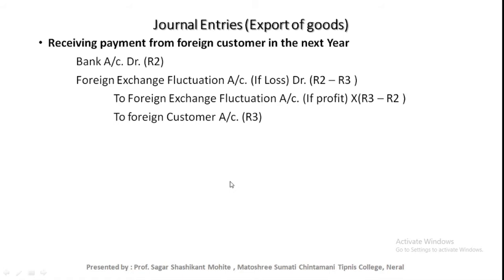In the next year, we will pass the entry related to the receipt of the payment, receiving payment from the foreign customer. Journal entry: bank account debit. If there is a loss, FEF account is debited to foreign customer account, and if there is a profit, the journal entry will be bank account debit to FEF account to foreign customer account. These are the entries related to the export of goods.